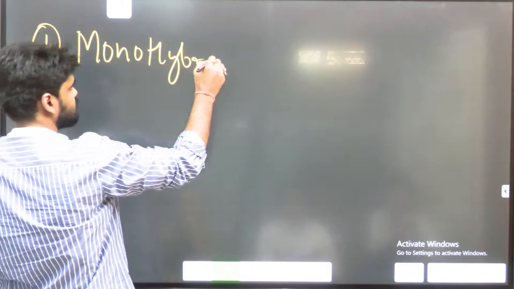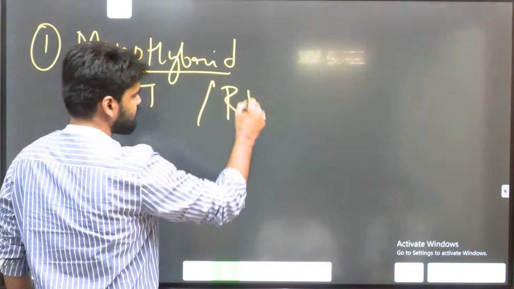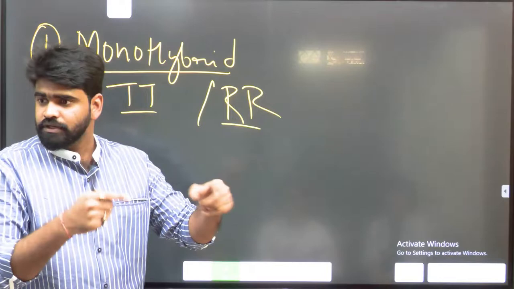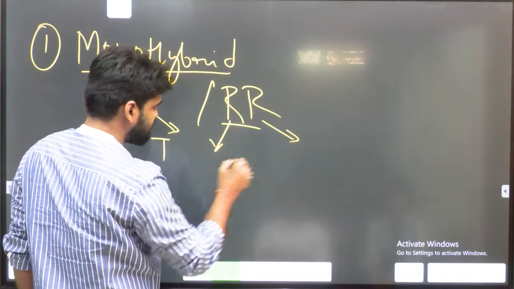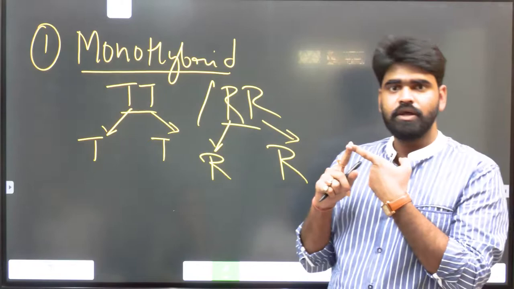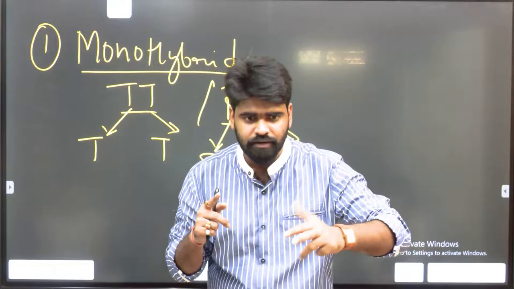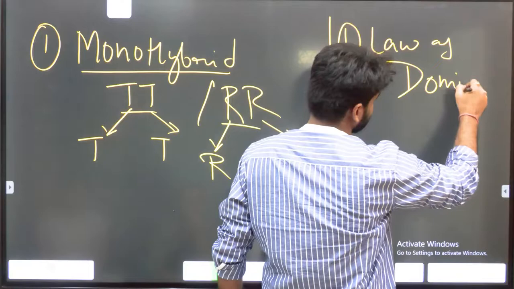One character, any character out of seven pairs of contrasting traits, gives the law of segregation. It means that during the formation of gametes, these two factors are going to segregate. That's why Mendel said a pair of factors will segregate during the formation of gametes. So from this monohybrid cross we get the law of inheritance, which is divided into two: law of dominance and law of segregation.